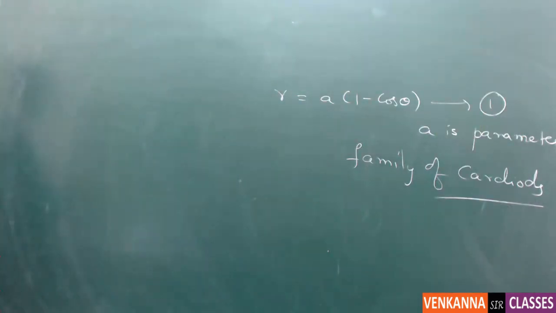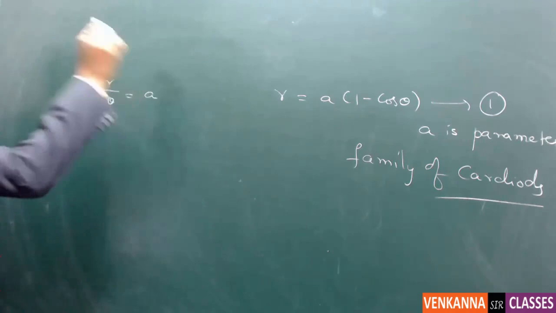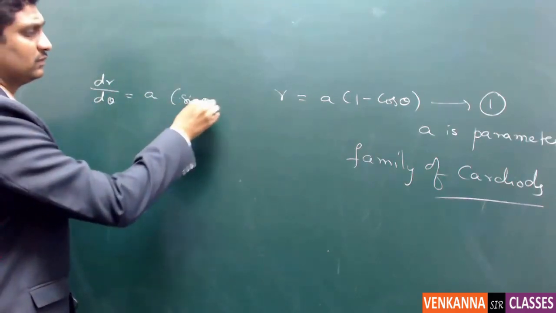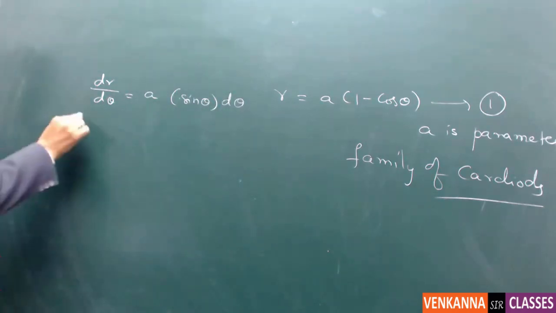So differentiate with respect to theta on both sides. So we have dr by d theta is equal to a into sin theta d theta.